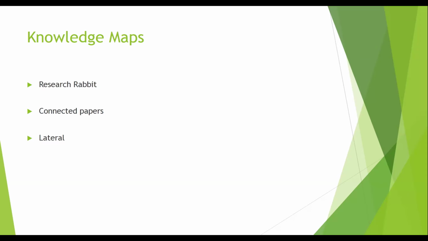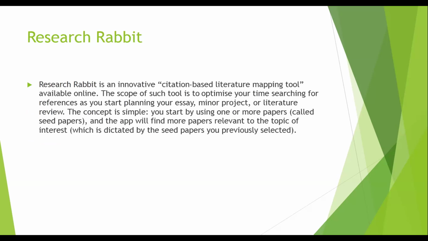Now I will show you how Research Rabbit works, because out of the 3 tools which I've quoted, Research Rabbit is more commonly used. They say that it is a citation based literature mapping tool. The scope of the tool is to optimize the time required for searching. If I carry out manual searching, it may take me time to search for each paper. If I use certain tools, I can minimize time. This is where the concept of time economy is developed.